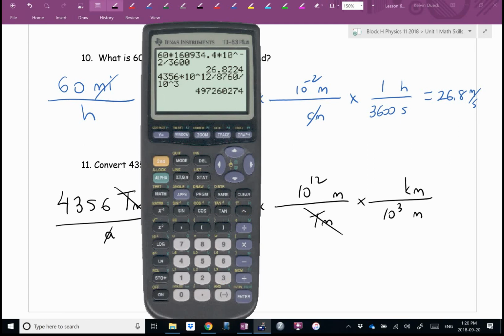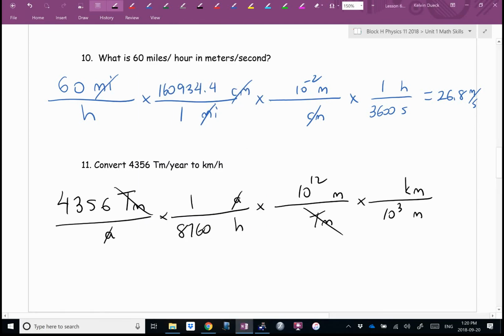Okay. I would love to write this in scientific notation, but I'm going to have to round off to do it. So I'm going to just arbitrarily go to about 3 sig figs. I'm going to go 4.97 times 10 to the 1, 2, 3, 4, 5, 6, 7, 8. 4.97 times 10 to the 8th. Units, kilometers per hour.